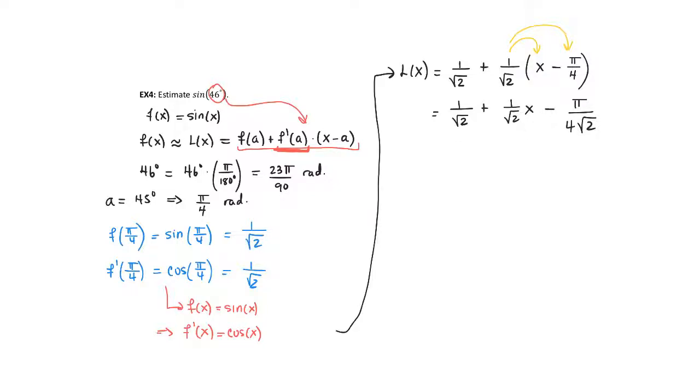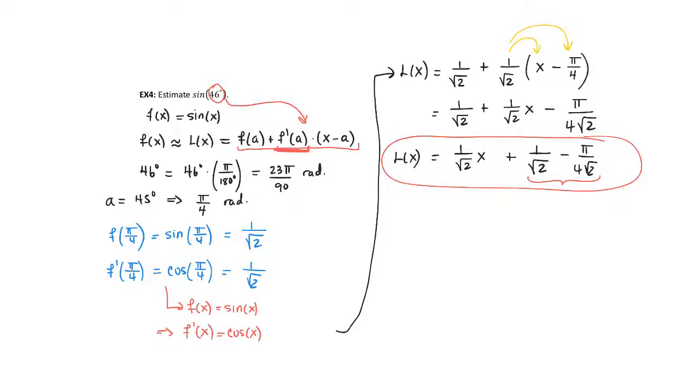And just doing a little bit of rearranging, we're going to have 1 over the square root of 2 x. Then I'm going to shift all the constants towards the end so that they're together. So I'm thinking of this as my constant term. And this becomes L of x. Okay, so let me go ahead and circle that. So this is L of x, the linearization of the function at pi over 4.